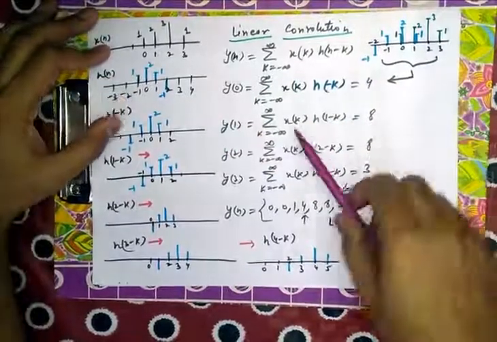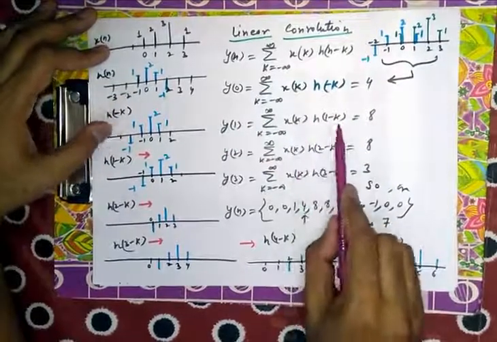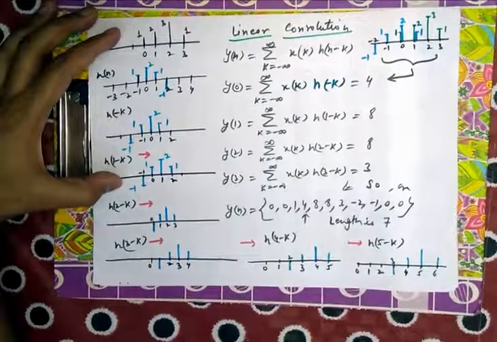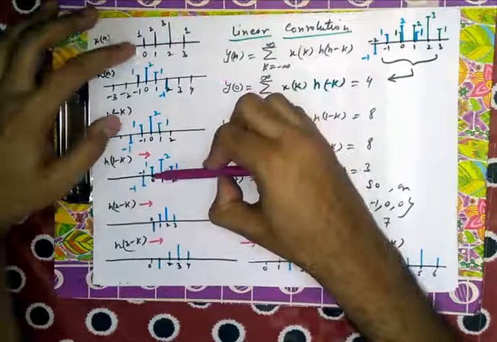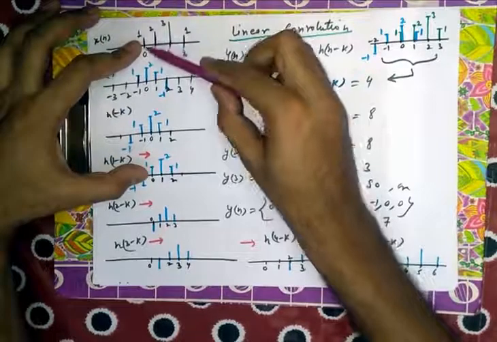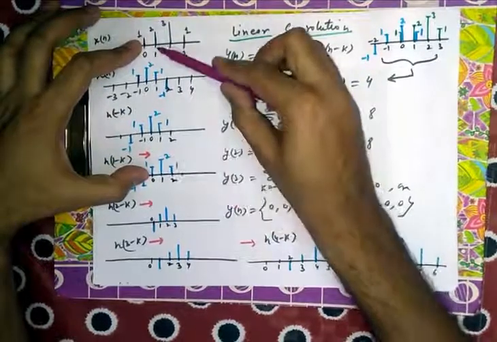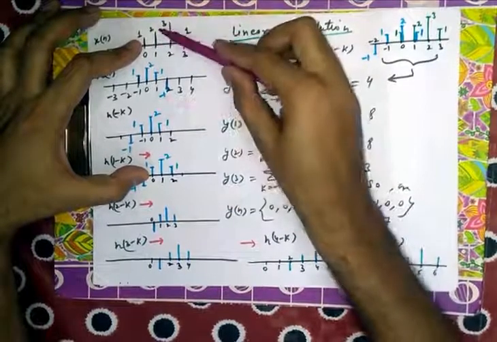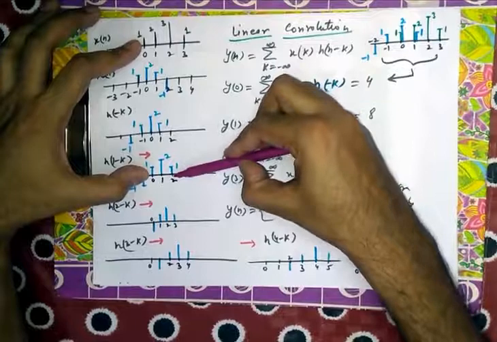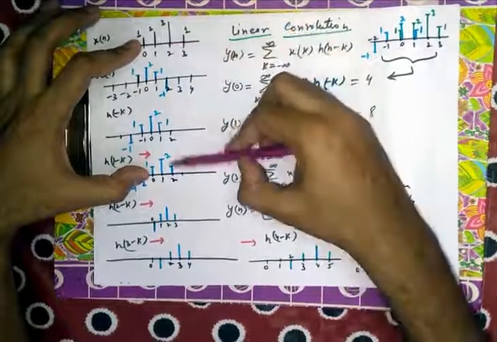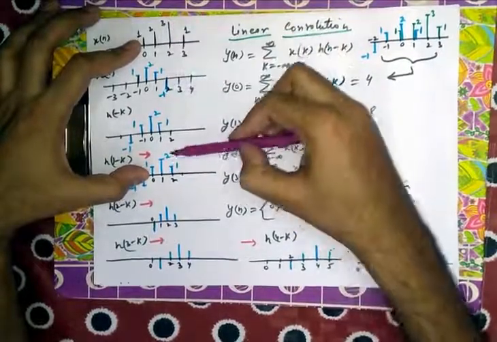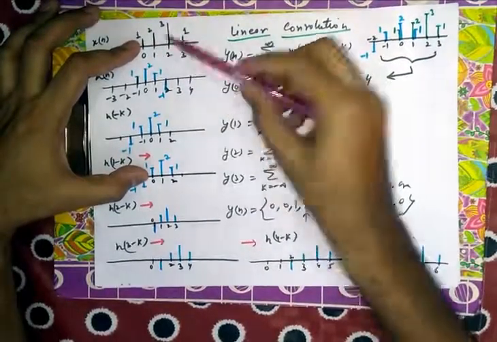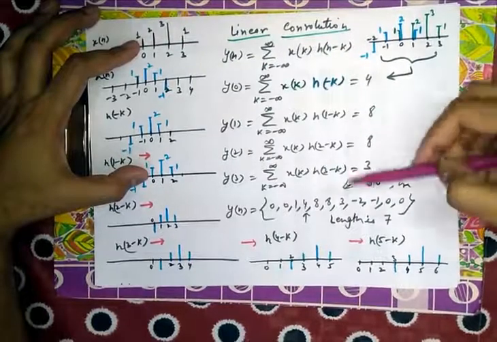So the next value is y[1], with x[k] and h[1 minus k]. These two must be overlapped, and you can see the overlapping: 0 is overlapped on 0, that is 1 multiplied with 1, plus 1 multiplied with 1, and overlapped with 2 is multiplied with 2, here 2 into 2, 4. Now the second position is overlapped with the second position of this one, that is 1 multiplied with 3, so it becomes 8. 1 plus 4 plus 3 becomes 8. So this is the next value.